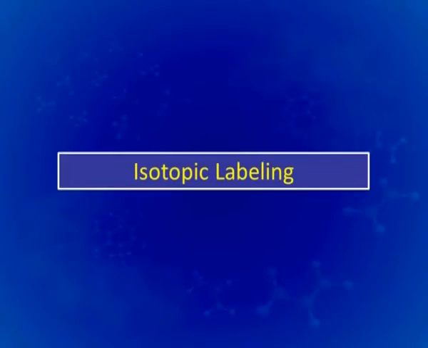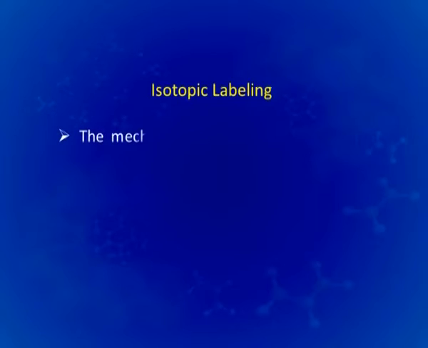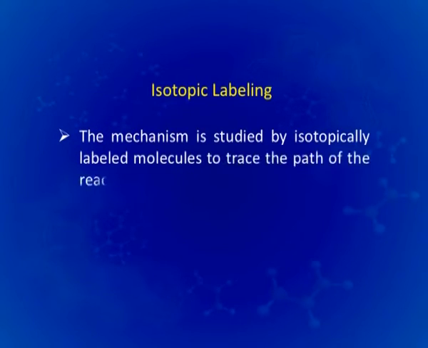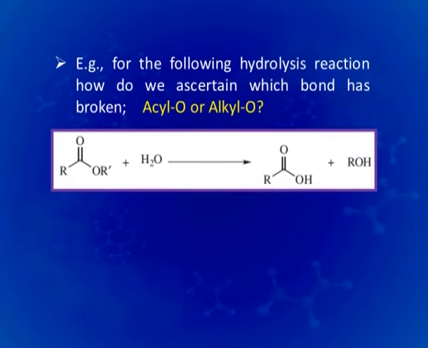Then we have isotopic labeling. You know what isotopes are, and labeling means we are replacing one of the atoms with that particular isotope. The mechanism is studied by isotopically labeled molecules to trace the path of the reaction. We take a very familiar example of the hydrolysis of esters. Esters are the molecules which in presence of water will get hydrolyzed into an acid and an alcohol.